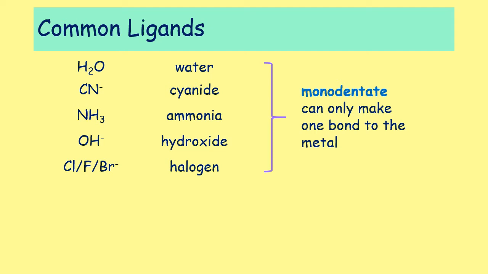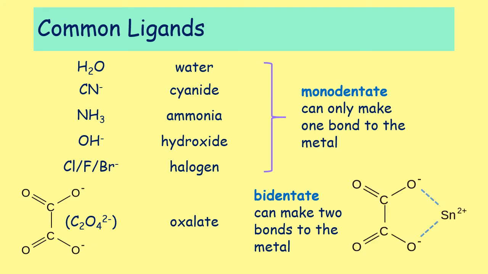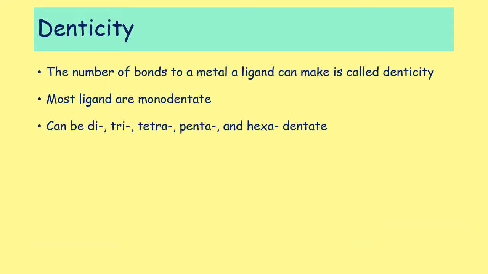However, there are some ligands that are able to form more than one bond. A good example of this is oxalate. Now oxalate, you can see on that diagram, there are two oxygens that are forming double bonds, and then we have two oxygens that are negatively charged. It's the ones that are negatively charged that would bond to the transition metal. So here's a diagram of what it would look like. So it's bonding to a tin in this case, and it would be described as bidentate, meaning that it can form two bonds. So denticity is the number of bonds that a ligand can make to a metal.